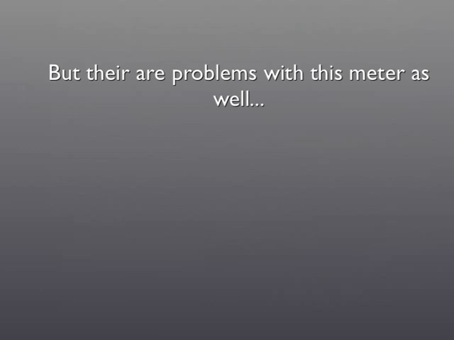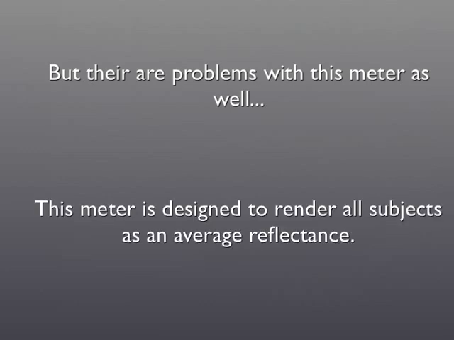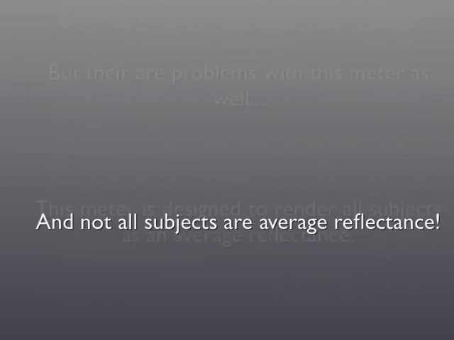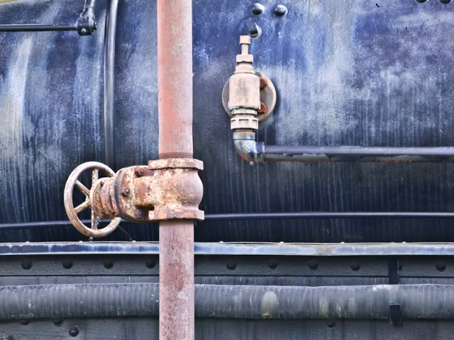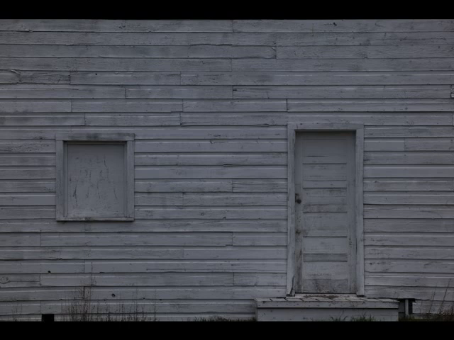But, as with everything else, there are problems with this meter as well. This meter is designed to render all the subjects that it sees as an average reflectance. And not all our subjects are average reflectance. So, you take an image like this, we've got a very dark train, and it's almost near black. Well, when the reflected meter sees this, the exposure that it's going to create actually looks like this. It sees the dark and it tries to make it average, so it lightens it up. Or if you're looking at a white wall, your meter is going to see the white wall and think, gosh, that's awful bright. In order to make that average, I've got to close down. And it's going to produce an exposure that looks like this.